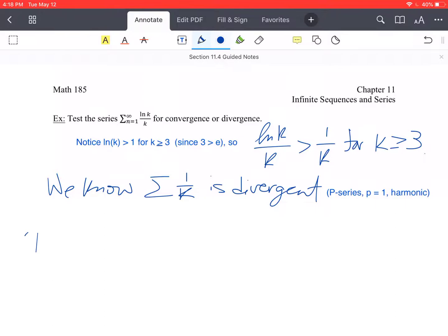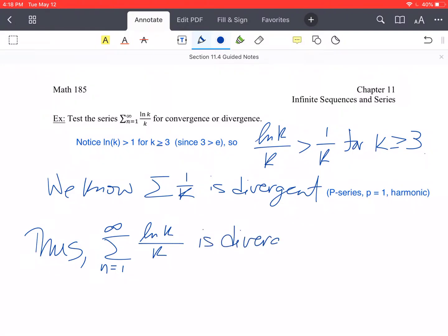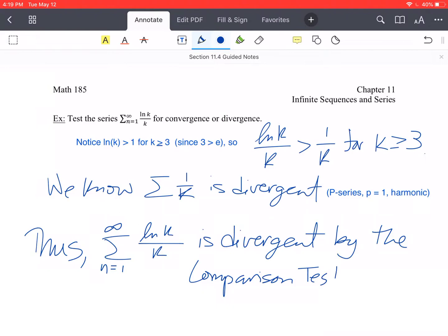So we can say, thus, the sum, going from 1 to infinity, of ln of k over k is divergent by the comparison test. Okay.